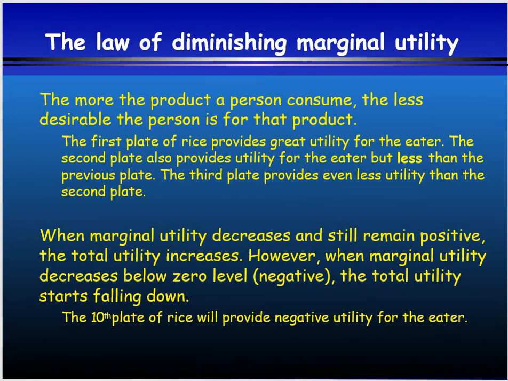When marginal utility decreases and still remains positive, the total utility increases. However, when marginal utility decreases below zero, negative, the total utility starts falling down. The 10th plate of rice will provide negative utility for the eater. So at some point, you're basically going to throw up. So that's negative or zero.